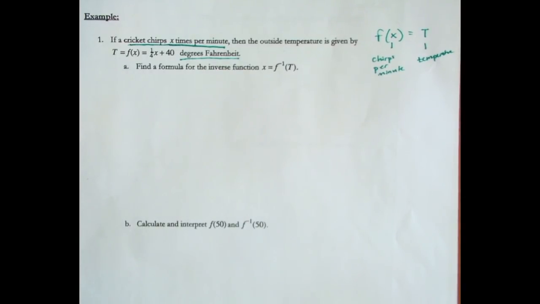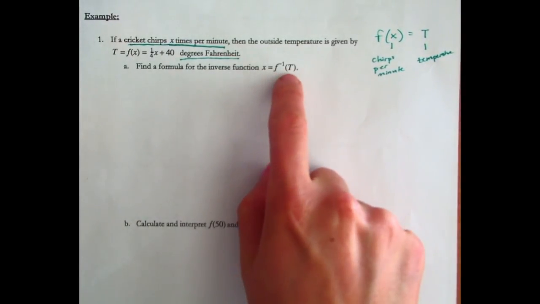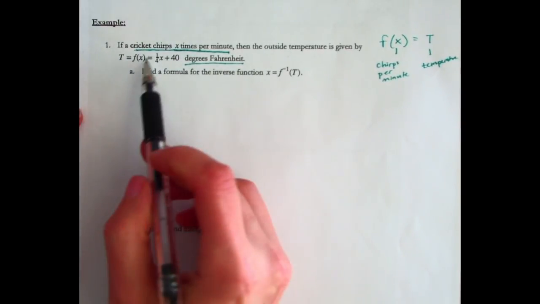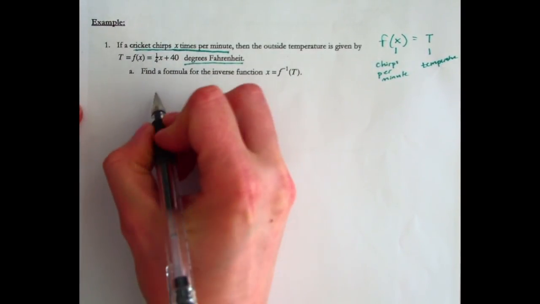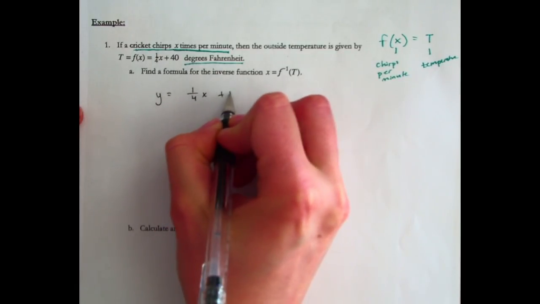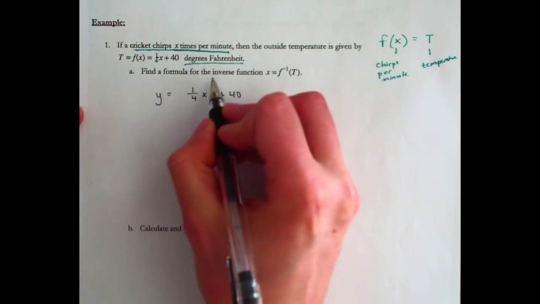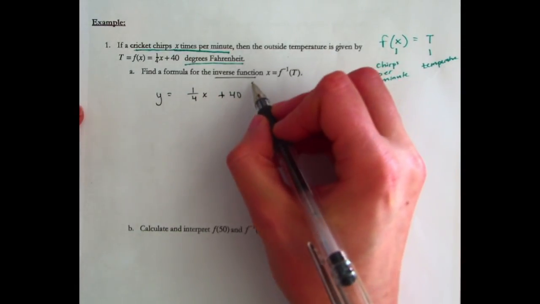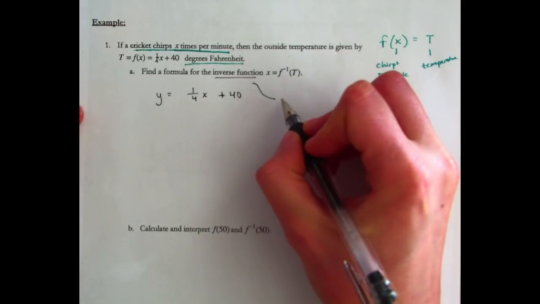So part A asks us to find a formula for the inverse function x equals f to the negative 1 of t. So to do this, I'm just going to rewrite my equation. Instead of f of x, instead of T, I'm just going to use y. So I'm going to say y equals 1/4 x plus 40. Because I'm looking for the inverse function, I know that my inputs and my outputs are going to switch places.